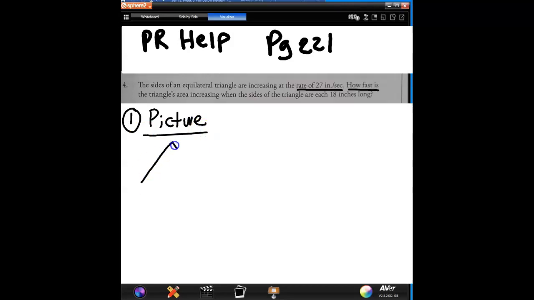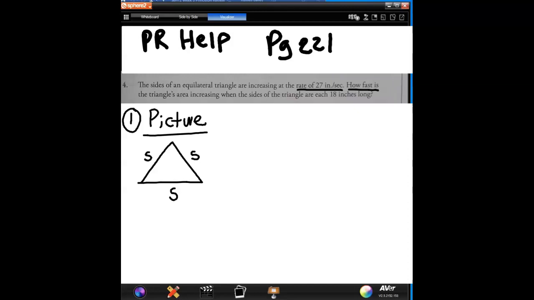So we're talking about an equilateral triangle. That's a triangle that looks like this, and it has a side length of S, and on an equilateral triangle all the sides are the same length. Okay, and that's pretty much all we would need to draw for that. They tell us that the sides are increasing at a rate of 27 inches per second, and then they want to know how fast is the area increasing at the point in time when the sides are 18 inches long.